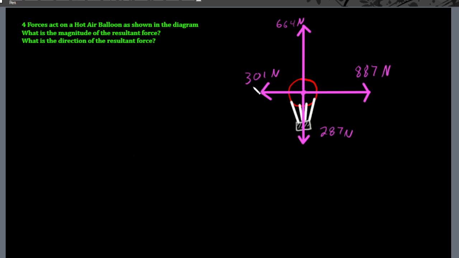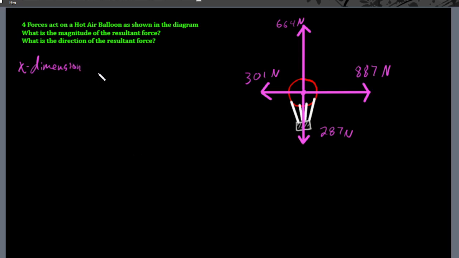So what we see is that we have a hot air balloon, and we have some different forces acting on it: 301 newtons to the left, 887 newtons to the right, 287 newtons downward, and 664 newtons upward. First let's get our x-dimensional resultant force.